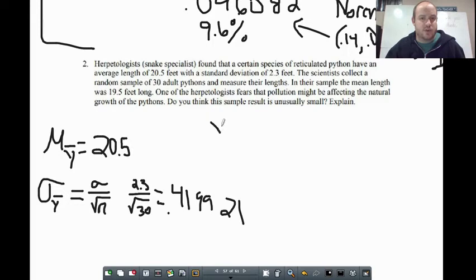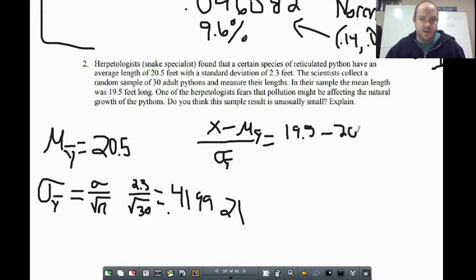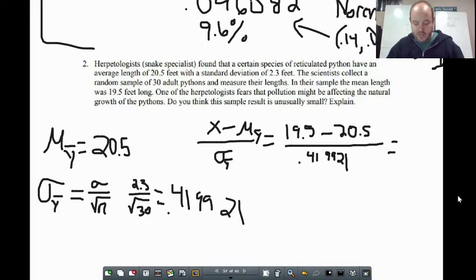So remember, how do we find z-score? We do x minus the mean divided by the standard deviation. And in this case, since we're dealing with the sampling distribution, we want both of these to be for the sampling distribution as well, all right? And then we go about getting our answer. So in this case, our x is our 19.5. Our mean is our 20.5. And our standard deviation will be using the 0.419921.